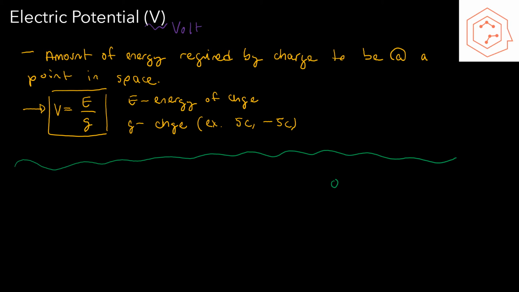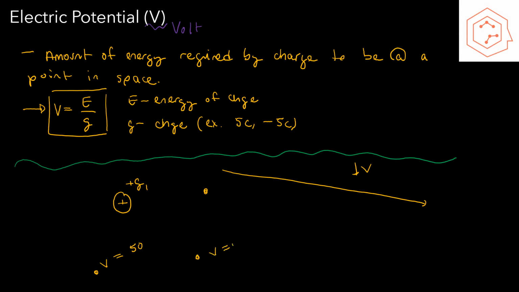If I have a positive charge sitting in this region, positive Q1, then every single region beside Q1 will have V that's greater than 0, and it's going to decrease the farther I get away. So decreasing potential. So it could be V equals 50 over here, V equals 40 over here, V equals 30 over here, V equals 20 over here. These are all in volts. V equals 10 volts over here.